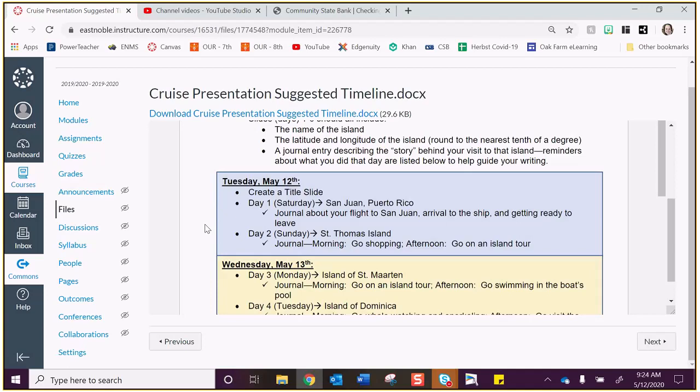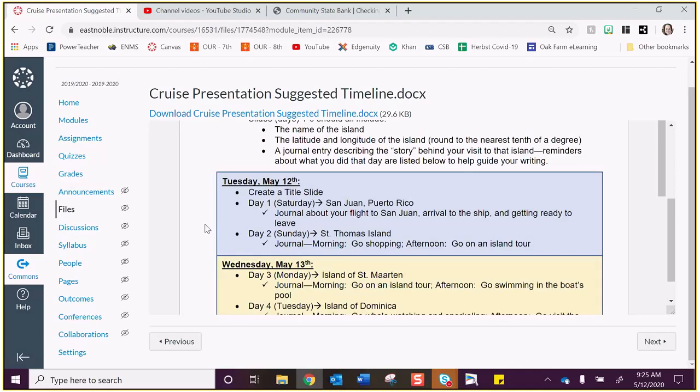Then day one on the cruise. So remember what happened on the very first day. We hopped on a plane in Fort Wayne, we flew to Chicago, then we flew from Chicago to San Juan, Puerto Rico, then we left the airport, we went to the cruise ship, and we boarded the cruise ship. So that's your first day.